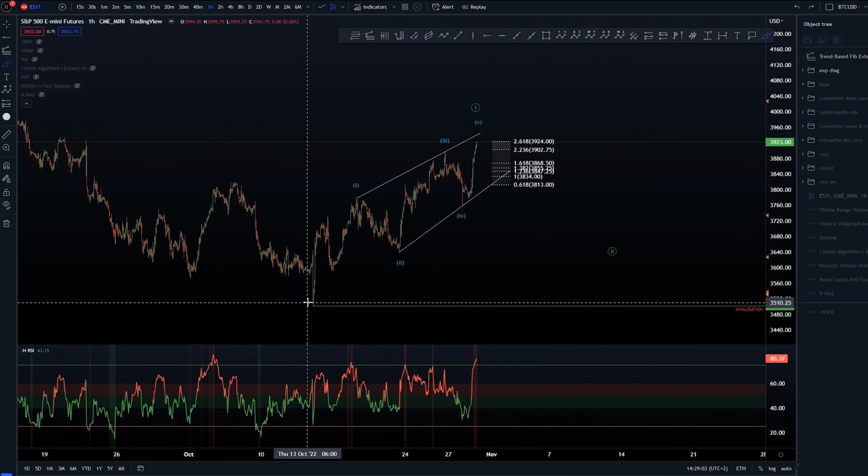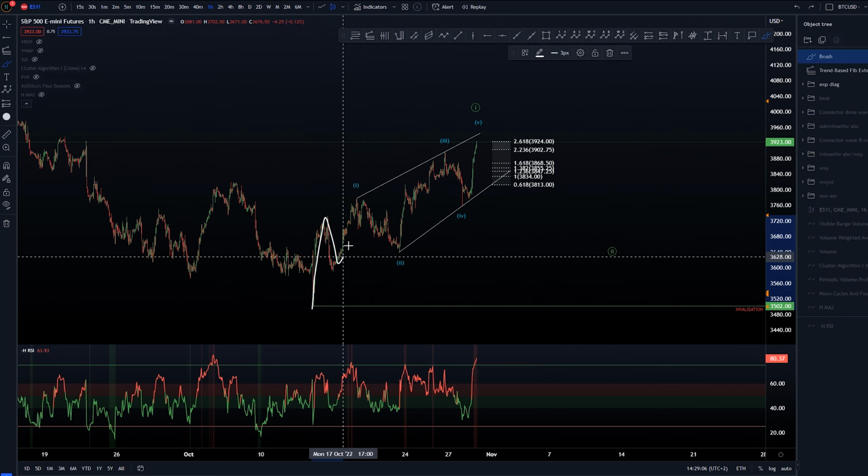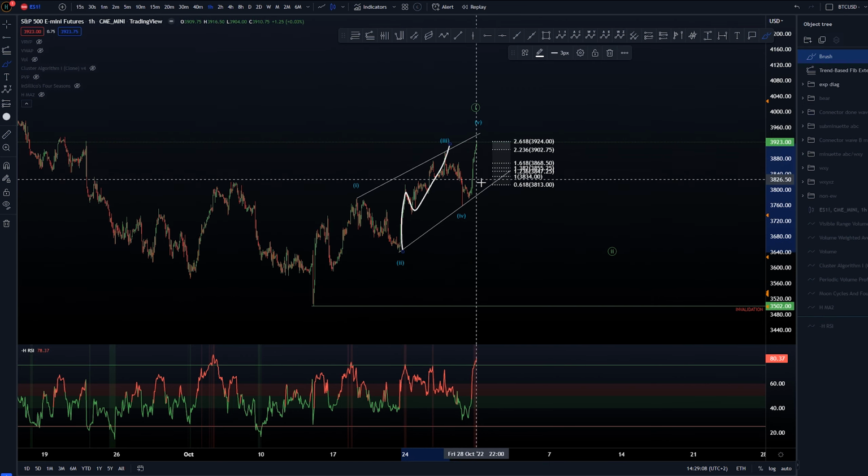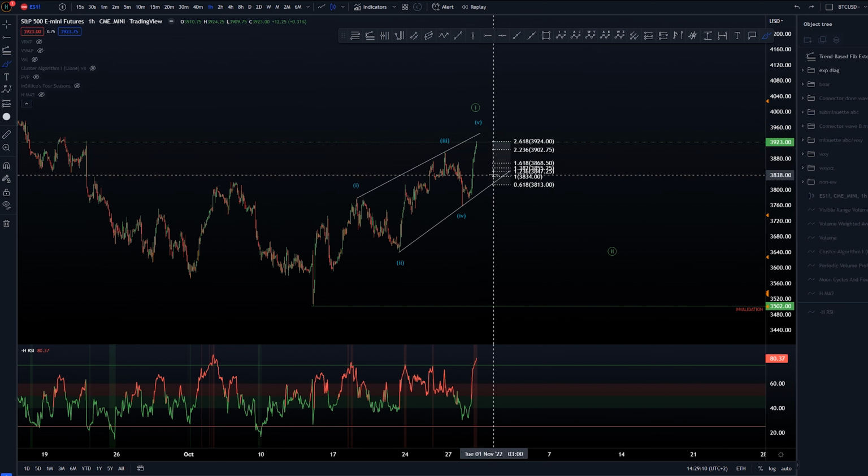But again, if all the previous wave structures here have been 3-way structures, the expectation here is a 3-way structure as well here for the wave 1.